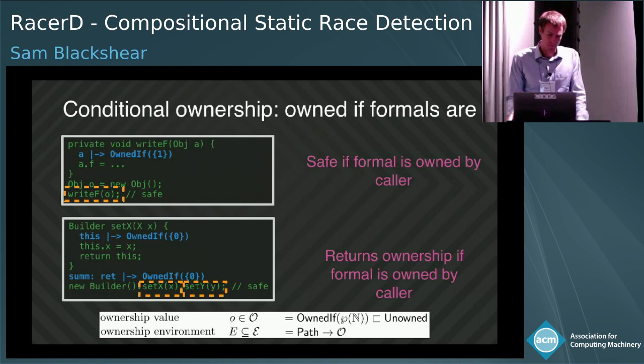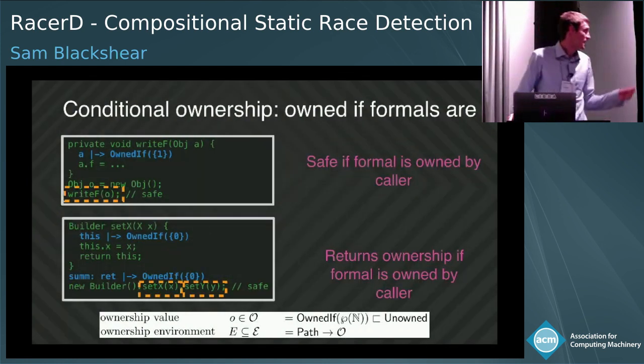Finally, you have these more complex patterns like Java builders, where in setx here, if this is owned by the caller, then the access to this.f is safe and the return value of setx is safe. But if this is not owned by the caller, then it's not going to be safe. And in order to prevent reporting false alarms, when you use these sort of builder things, you have to understand both of those, and we use the same approach there. We say, if this is owned in the caller, that gets associated with the access of this.x, and then the return ownership is also conditional.